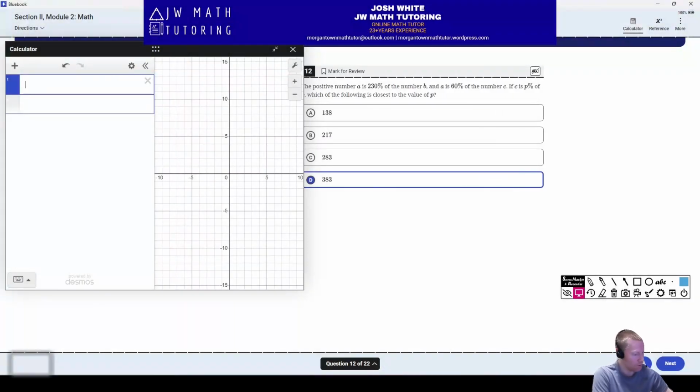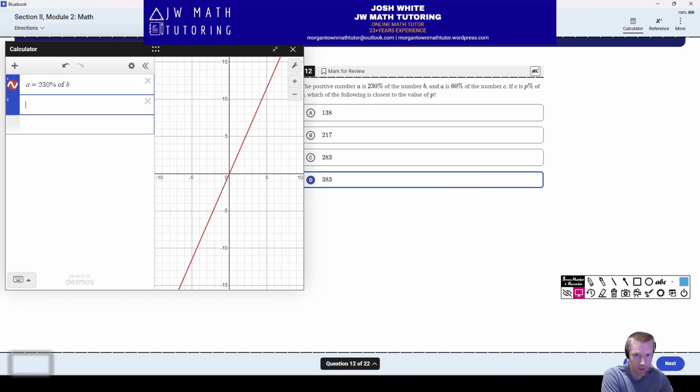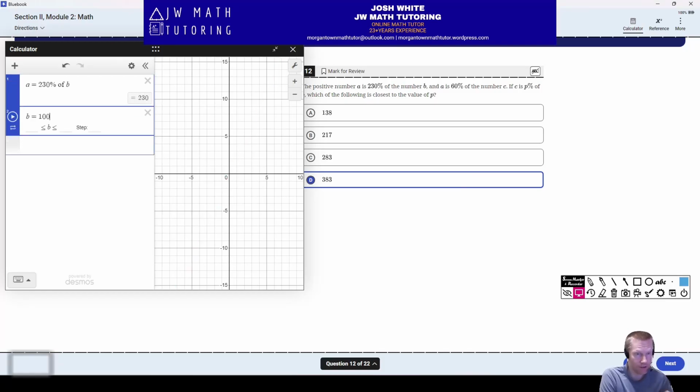Okay, so in Desmos, first thing I'm going to do is just type the A equals 230% of B statement. I'm going to define B as 100. I'll explain why I do that in a second. Then I'm just going to do A. I'm not going to do an equation. I'm going to do a regression. A is 60% of C.